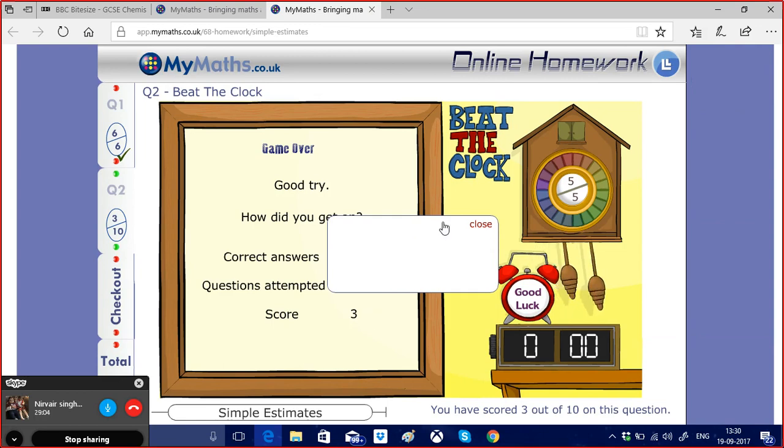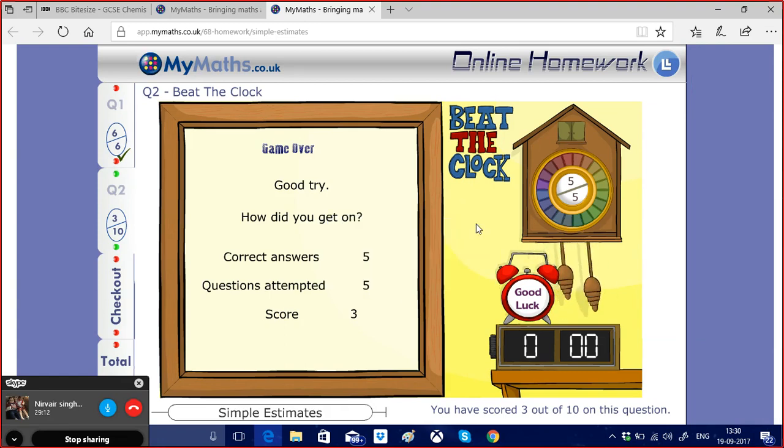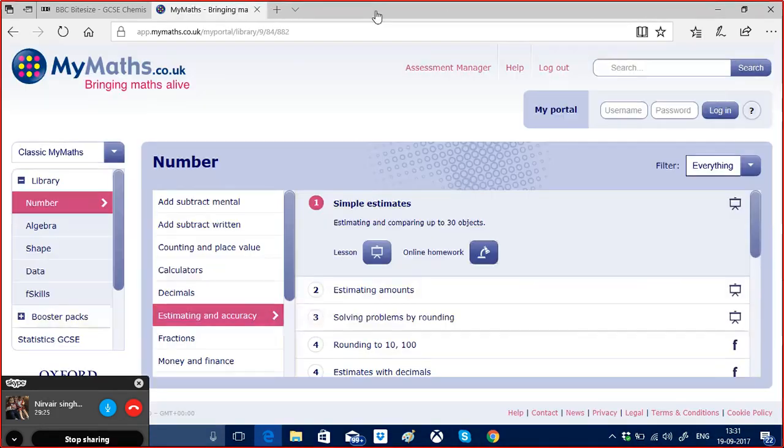Click check out to see the score. You attempted 5 questions, correct answers 5, score 3. I think it was a time-based question. So we can move to the next type, estimating amount 2.